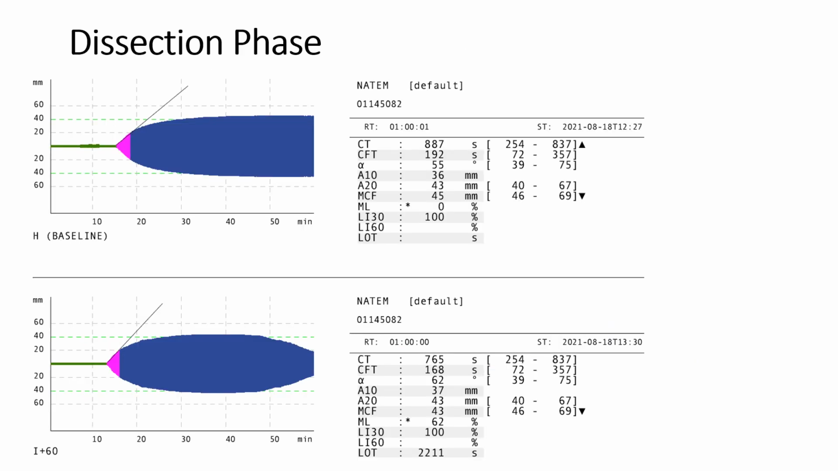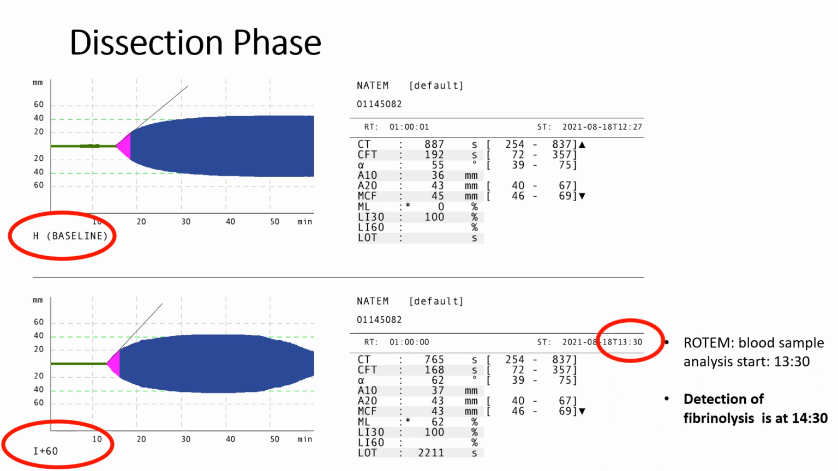So this page shows you the ROTEM that was drawn during the dissection phase. This is the baseline that was drawn just after the surgical start time of 12:30. The second one was drawn 60 minutes after the dissection phase. 1 stands for the dissection phase and 60 stands for 60 minutes. And the time was at 1:30. So the ROTEM blood sample analysis time was starting at 1:30, but the detection of fibrinolysis is 60 minutes later at 2:30. And those are very important times that need to be distinguished very clearly.